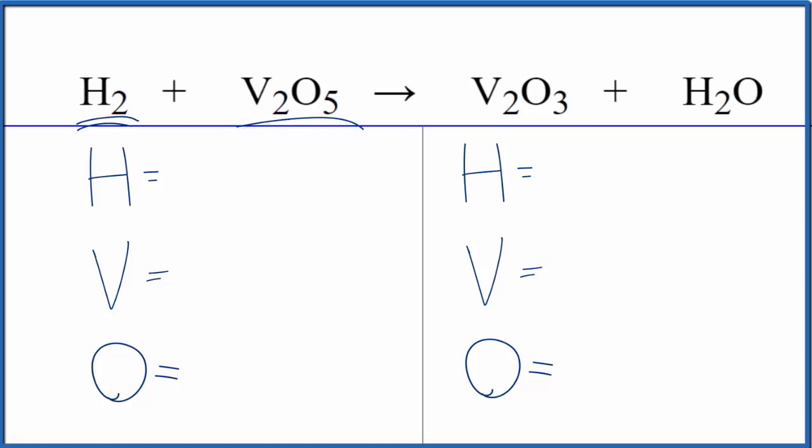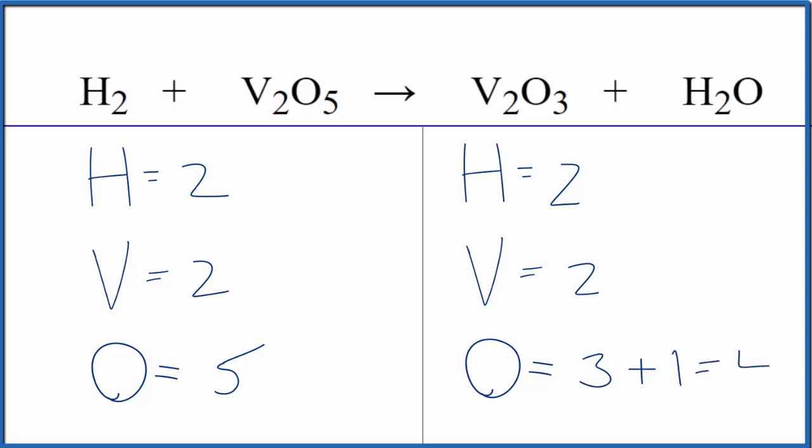So to balance the equation, let's count the atoms up. Hydrogens, we have 2, vanadium 2, oxygen 5. In the products, we have 2 hydrogens, 2 vanadiums, and then 3 oxygens. Be careful though, you have to remember we have 1 oxygen here in the water as well. Total of 4.